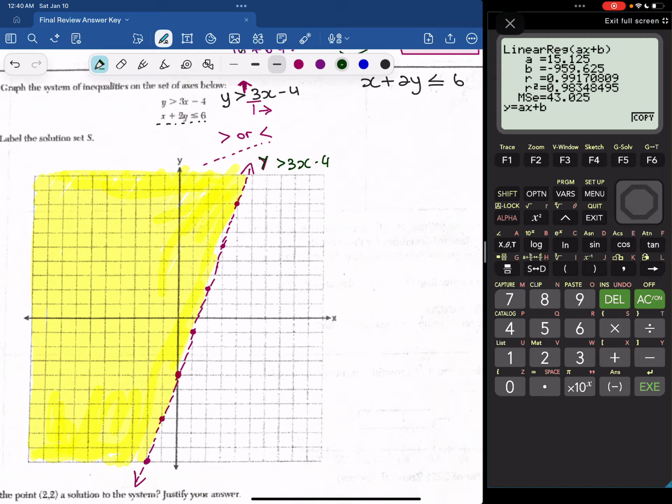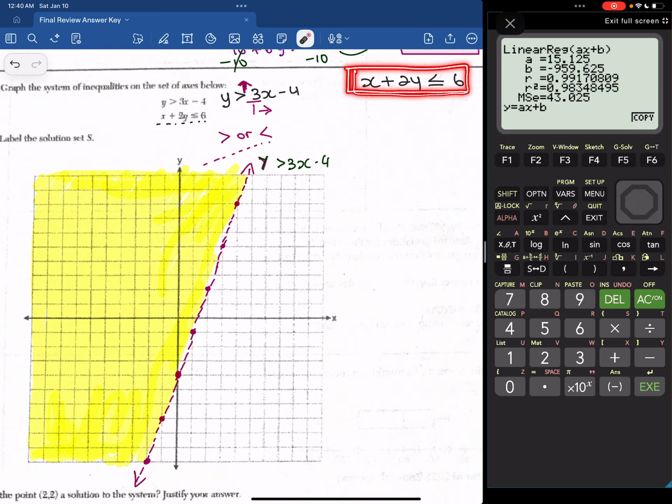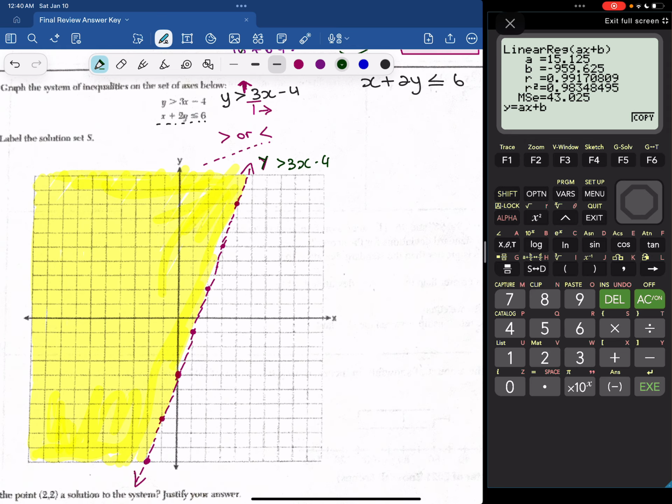But notice that it's not in slope-intercept form, right? So we need to put this inequality in slope-intercept form before we can graph it. So we need to solve for y. So all we need to do here to solve for y, our first step would be to get this 2y by itself. So we subtract the x term from both sides. So we subtract x on both sides.